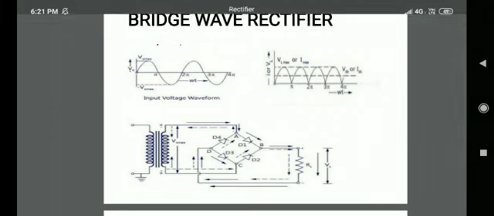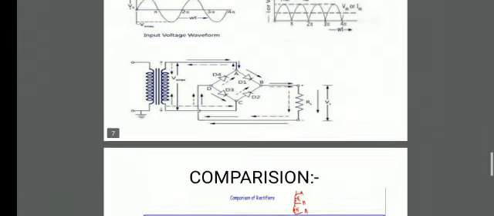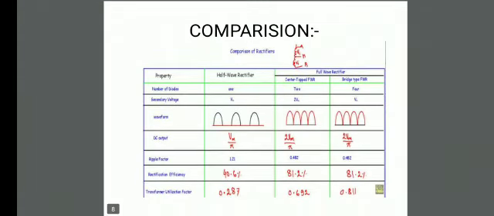And again during the positive half cycle, the output will be there due to diodes D1 and D3, and this cycle continues. In the bridge wave rectifier there is output during the positive half cycle as well as during the negative half cycle, but during the positive half cycle output is due to 2 diodes D1 and D3. During the negative half cycle output is there due to D2 and D4. So this is what we can say about the different types of rectifiers and their working in the circuit.